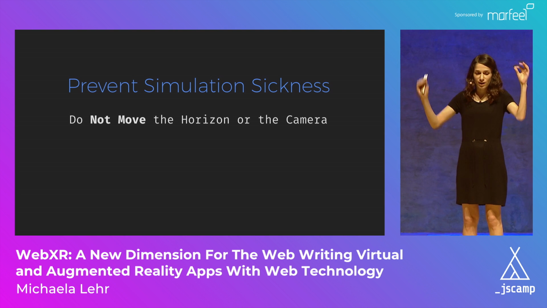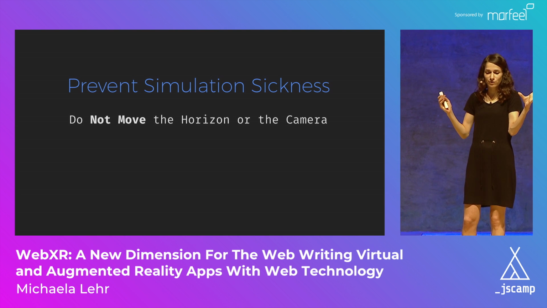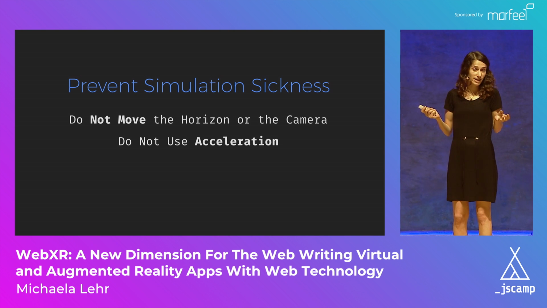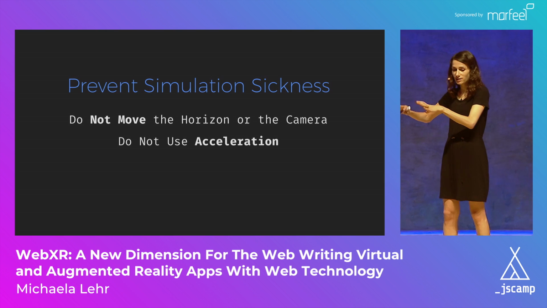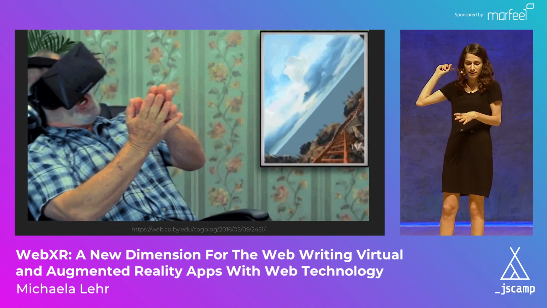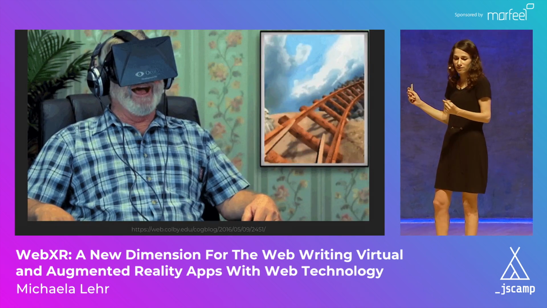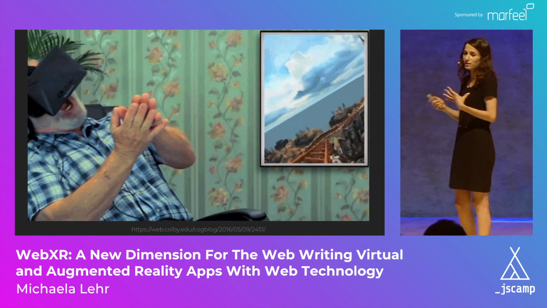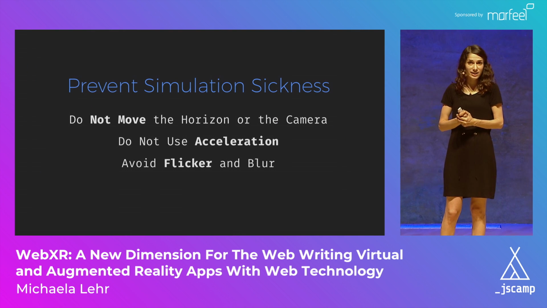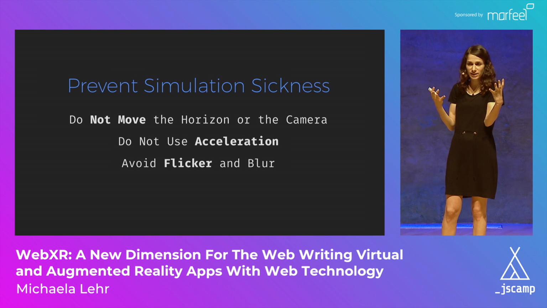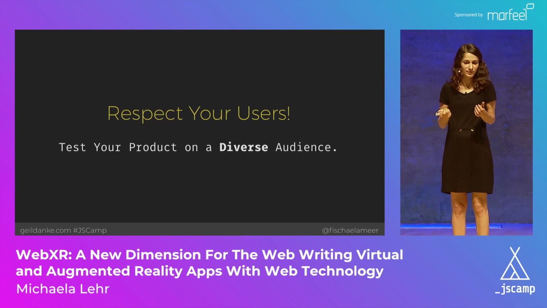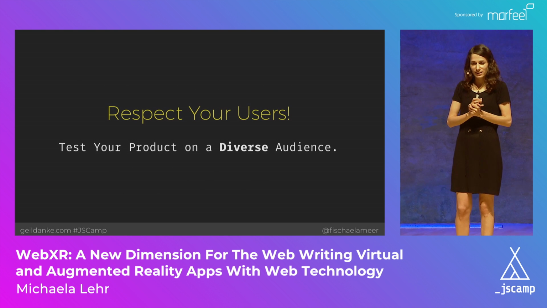So first of all, do not move the horizon and do not move the camera. And also, don't use acceleration. Constant velocity is okay because we cannot feel it, but acceleration and deceleration should be felt. And when there's no feeling, simulation sickness will occur eventually. And then last, avoid flicker and blur in your designs because they implicate movement, and consider adding a stable focus point to your scene. Okay, that's basically all from me.